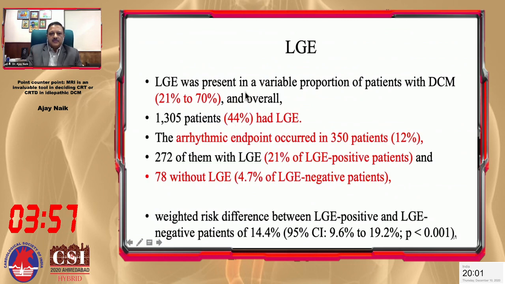And LGE was present in a variable proportion of patients with dilated cardiomyopathy, ranging from 21 to 70%. Almost 44% of the patients had LGE. Arrhythmic endpoint occurred in 350 patients, that's 12% of all. And of these 350, 272 had LGE, but 78 were without LGE. So not having LGE does not give a free ticket.